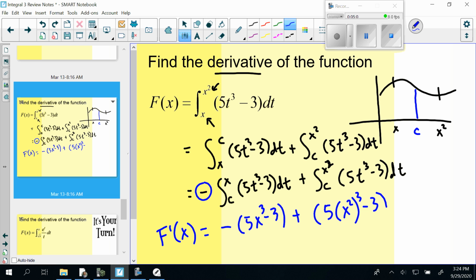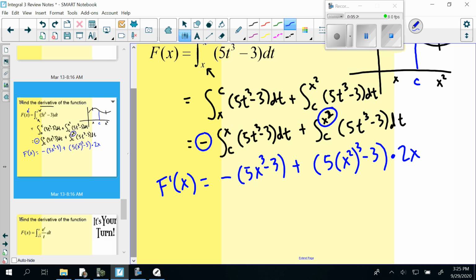But the difference with this one now is this is not just x, it's x squared. So when you have a function within another function, this is a function within this other function that we're trying to find here, that's chain rule. So we're also going to have to multiply this by the derivative of that upper limit. So the derivative of x squared is 2x. So this should give us our total answer here if we simplify this.